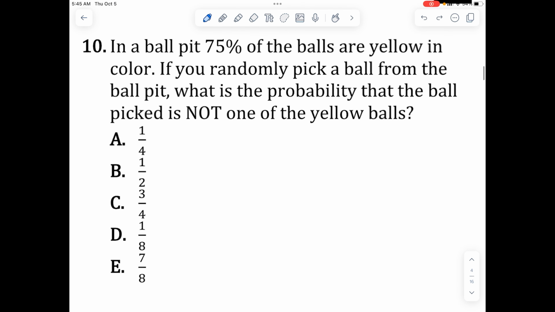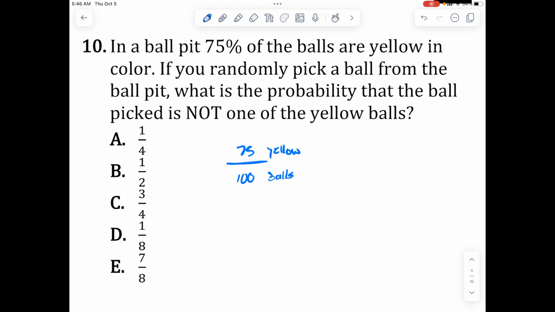In a ball pit, 75% of the balls are yellow in color. If you randomly pick a ball from the ball pit, what is the probability that the ball picked is not one of the yellow balls? So it's saying if there's 100 balls in the pit, 75 are yellow.